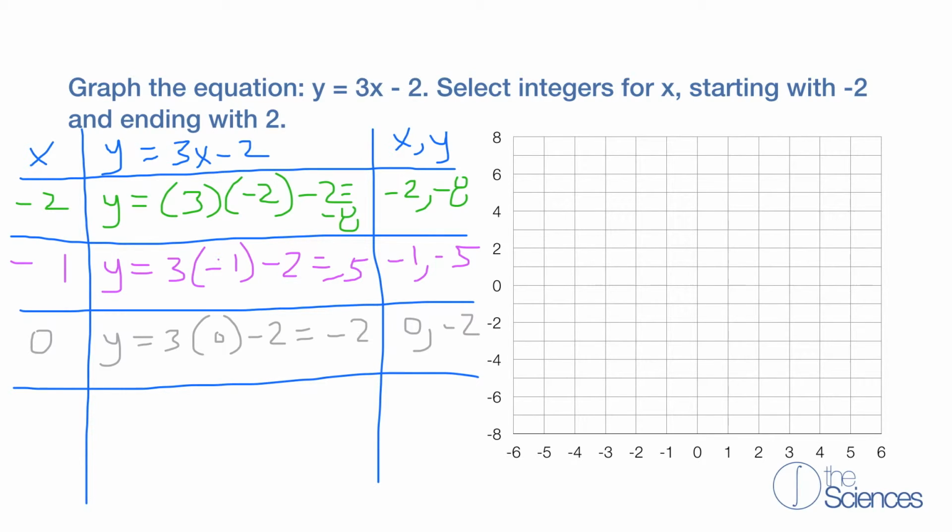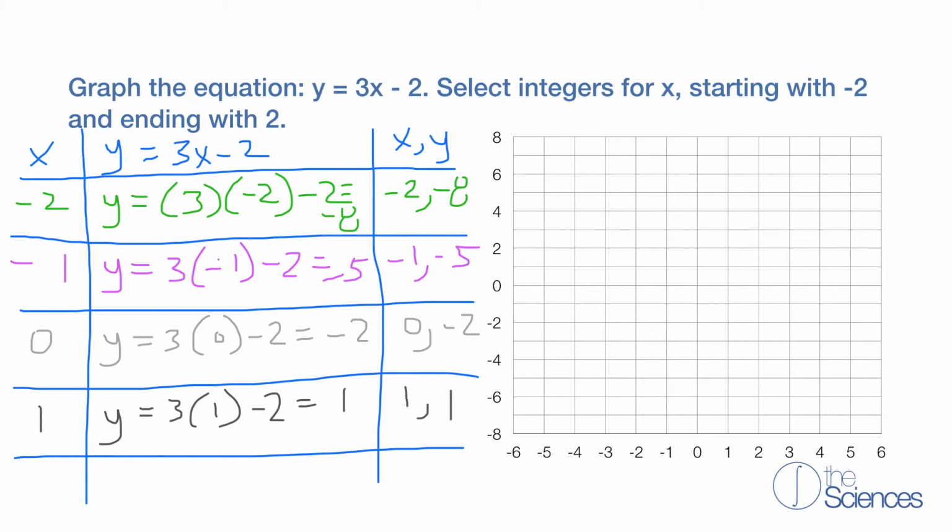Now we're going to find our coordinate when x is 1. So to find our y coordinate, we're going to substitute 1 for x. So we have 3 times x, or 3 times 1, minus 2. 3 times 1 is 3, minus 2 is 1. So we have a plot of 1, 1.